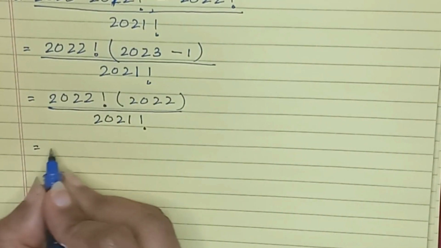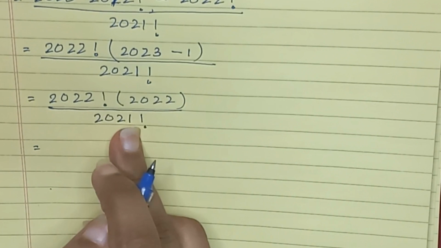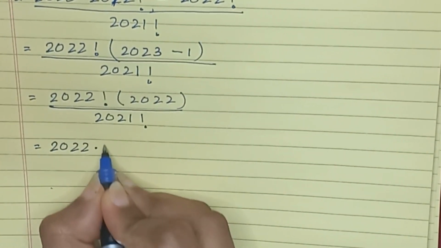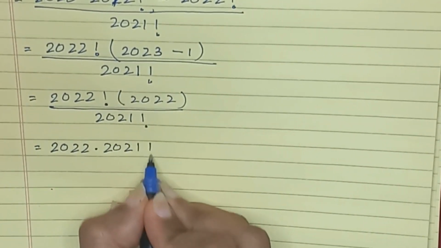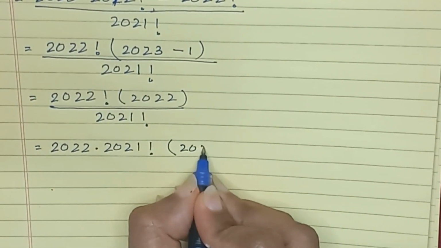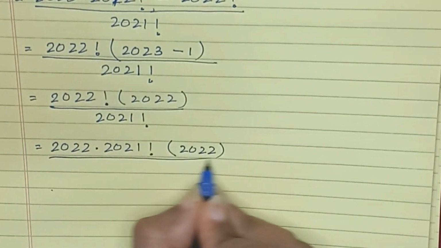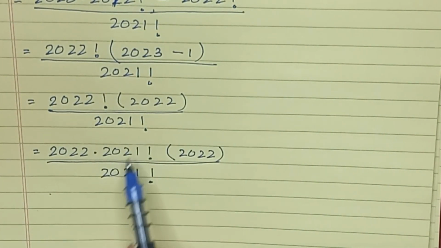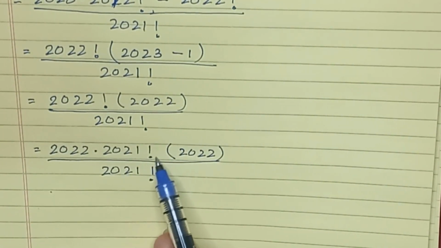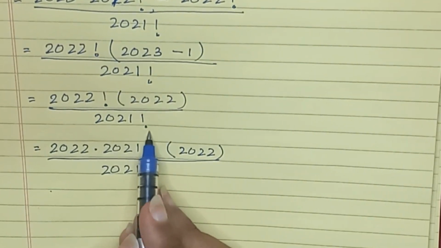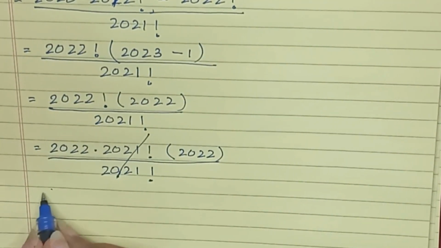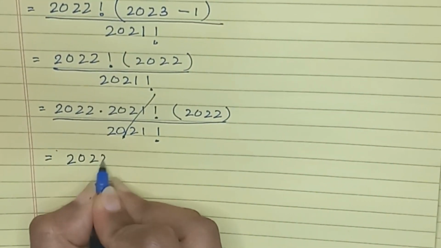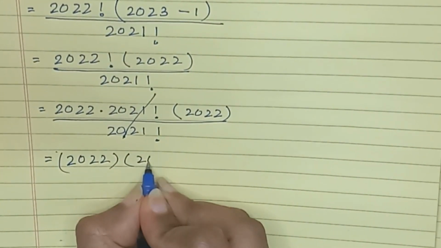Now we will open 2022 factorial till 2021 factorial, so it will become 2022 into 2021 factorial, and 2022 the same, divided by 2021 factorial. Now in the numerator and denominator, 2021 factorial and 2021 factorial are the same, so they will be cancelled out from here. So we have left 2022 into 2022.